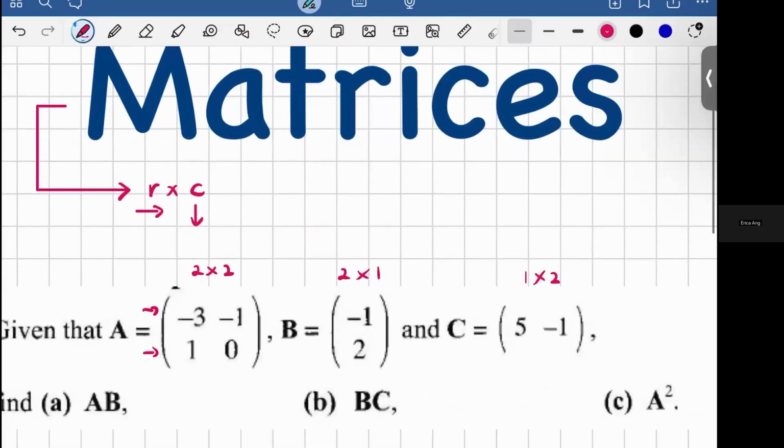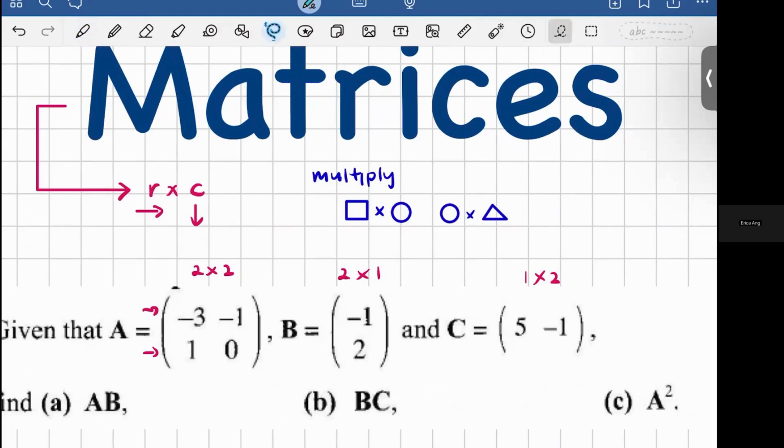The next thing you need to understand is that whenever you want to multiply matrices, it's a something times something. The first matrix is a row times column. The second matrix is also a row times column. Why did I use all these shapes? There's a reason for it.